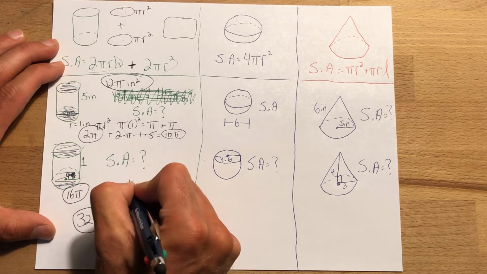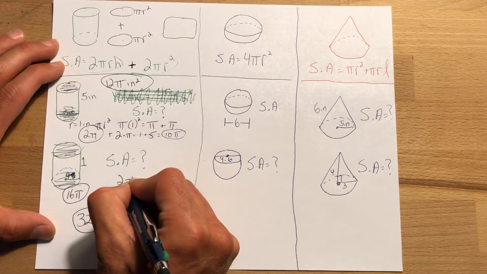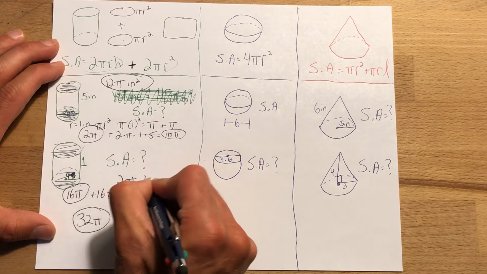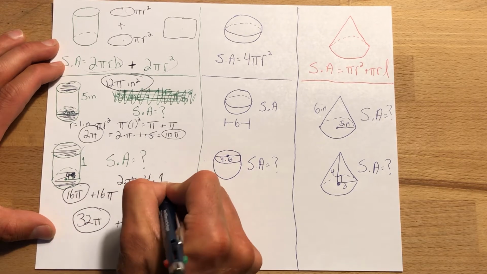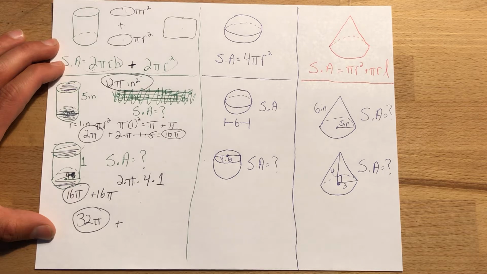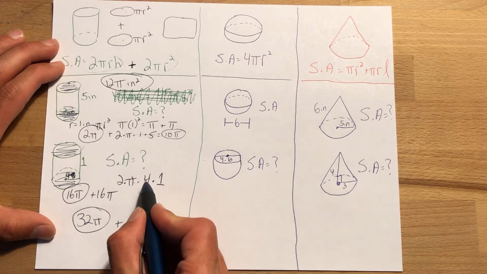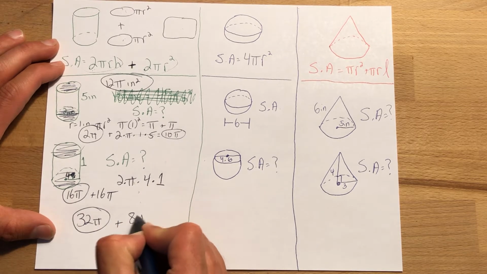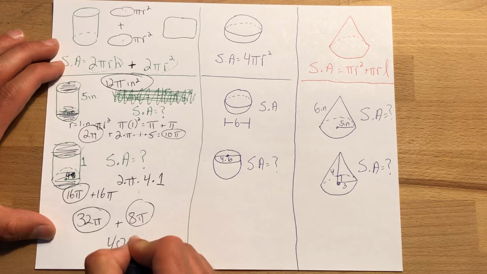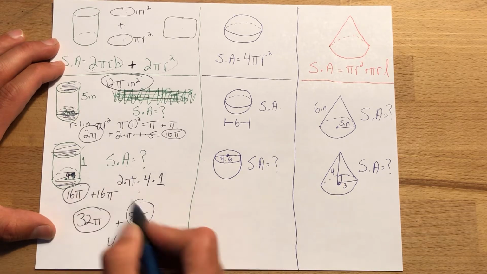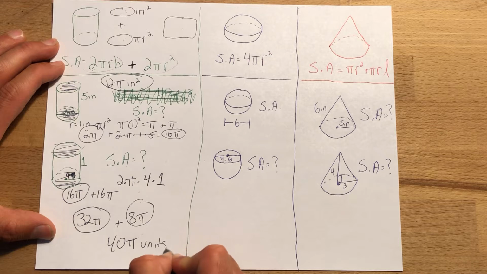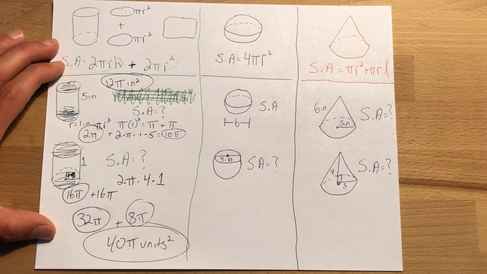Plus pi times 2 times my radius of 4 times my height of 1. I know this isn't drawn to scale, but that's fine. 4 times 2 is 8 times 1 is 8 pi, giving me 40 pi. There's no unit of measure, so I would say units squared. There is the surface area of that cylinder.